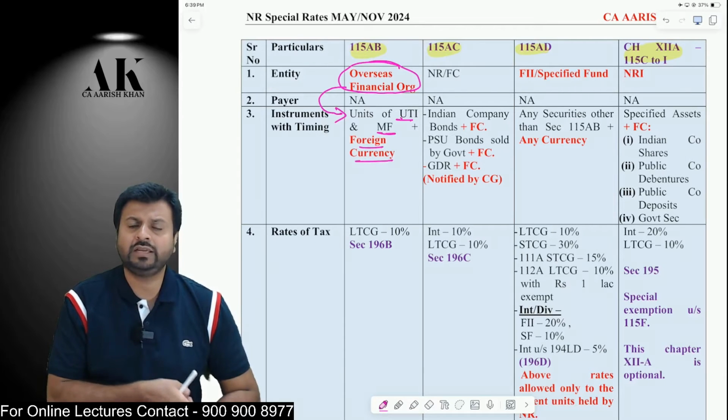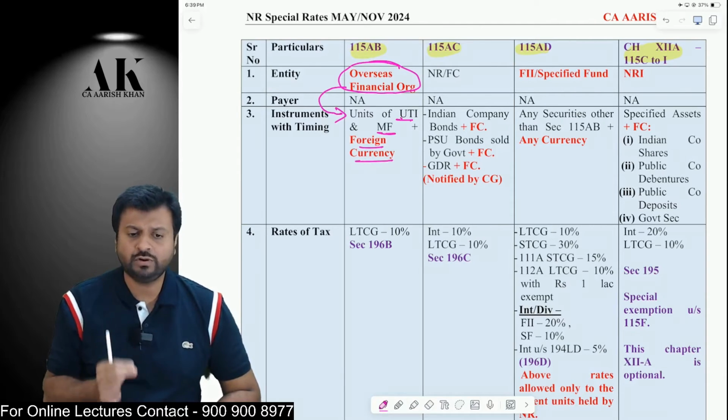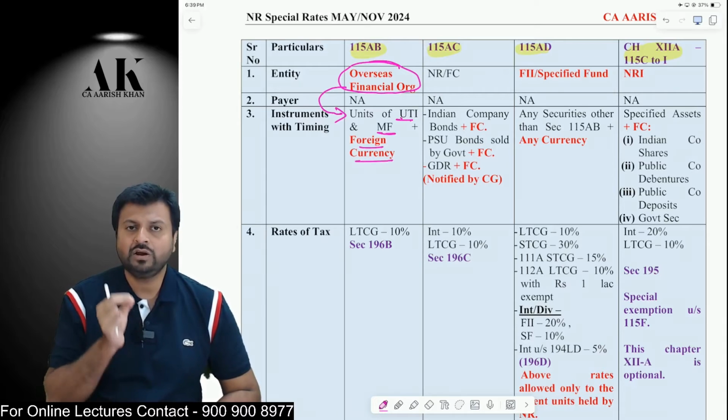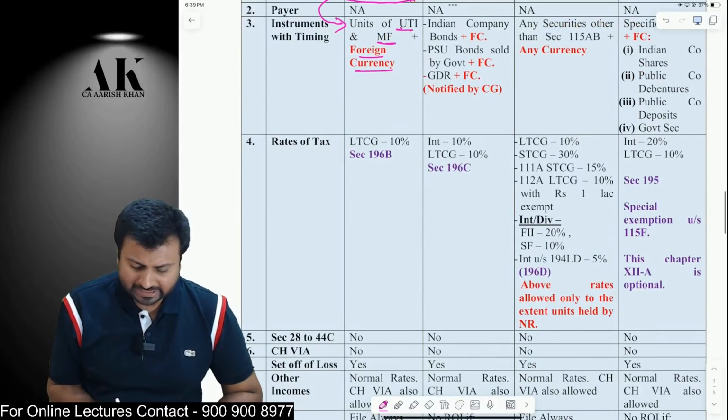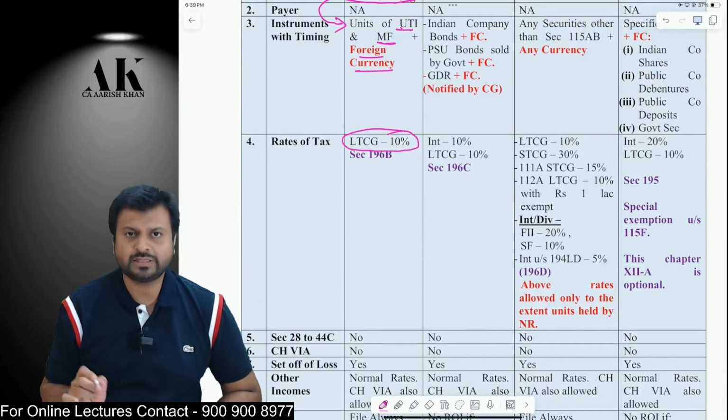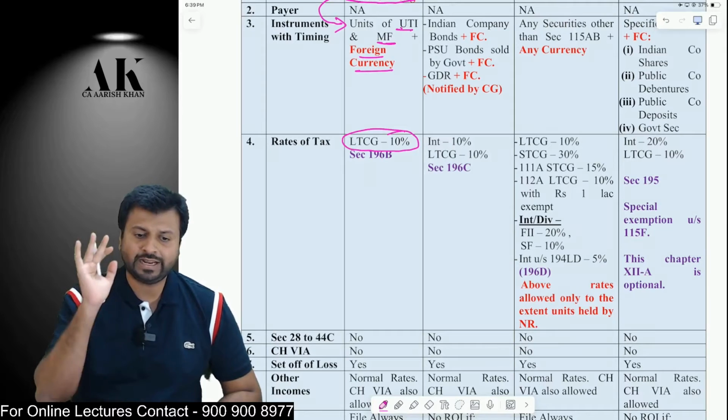The assessee is buying the units of UTI, or buying mutual fund units, and that too in which currency? In foreign currency. Okay. Now rates of tax. How much tax will be charged? Long-term capital gains will be charged at how much rate? It will be chargeable at 10% only.